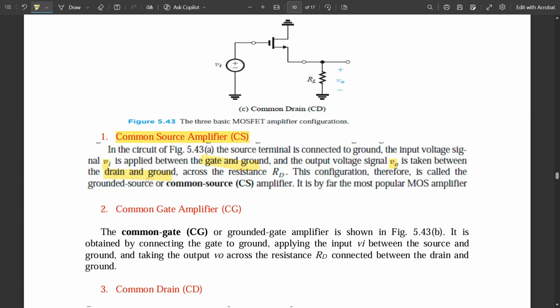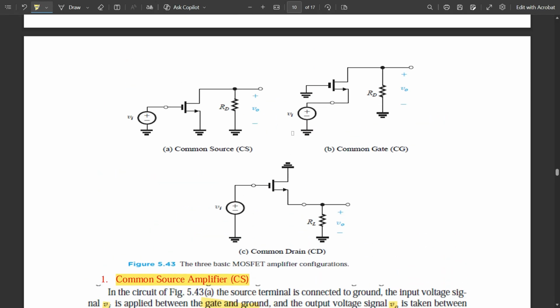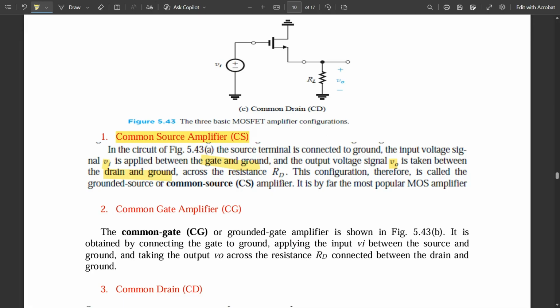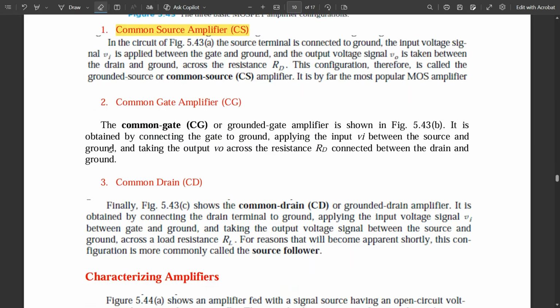As shown in that circuit, across the resistance RD. So this configuration therefore is called the grounded source or common source amplifier. It is by far the most popular MOS amplifier circuit. So this is all about the definition of common source amplifier. Just note it down if you want, because sometimes they would be asking the definition.